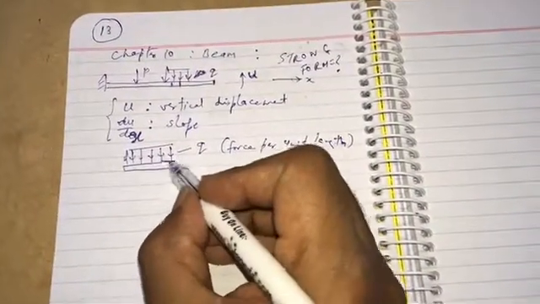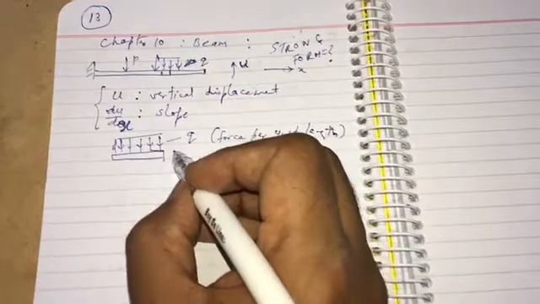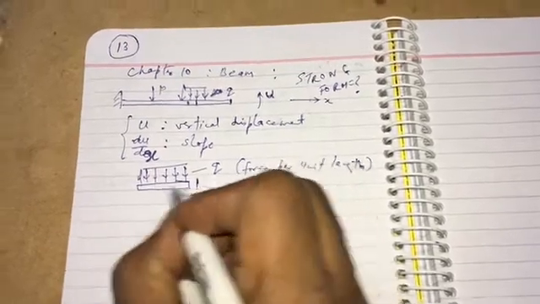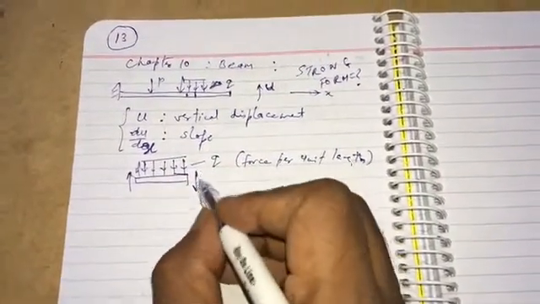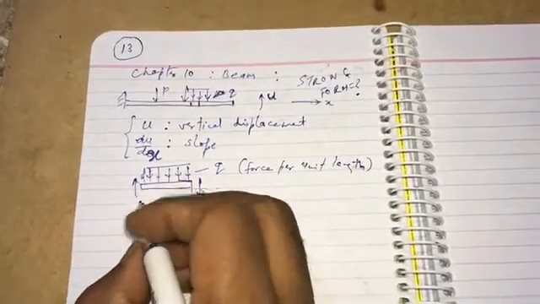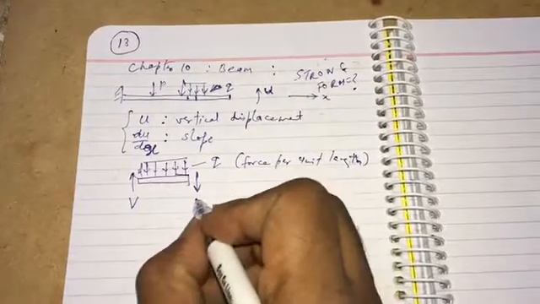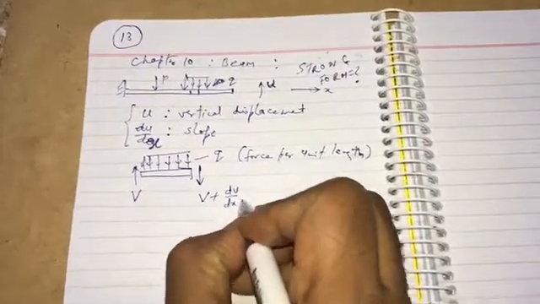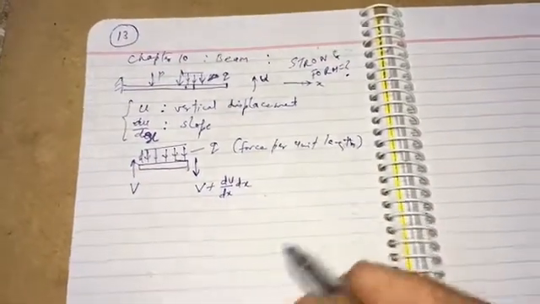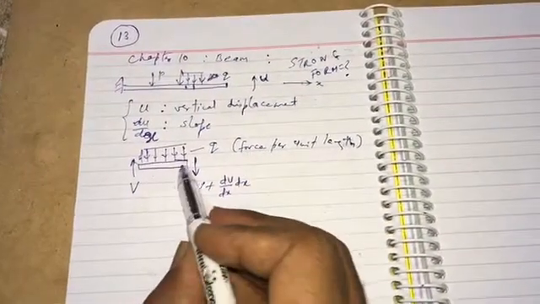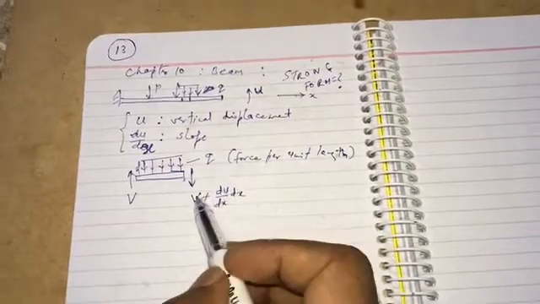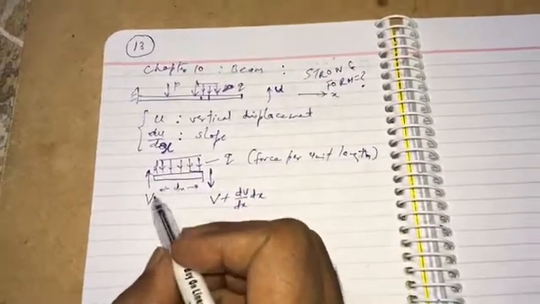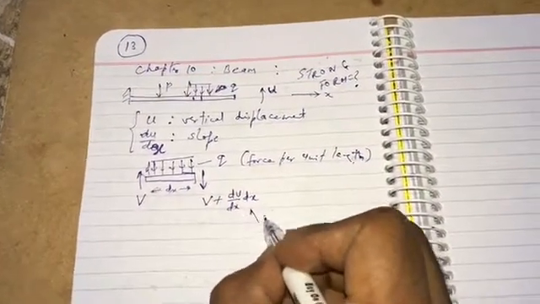Here there will be two kinds of forces. One will be the shear force. This is a convention: down on the right side and up on the left side. V is the shear force, and on the other side it is V plus dV over dx times dx. This is the variation of the shear force here. So this is the shear force.